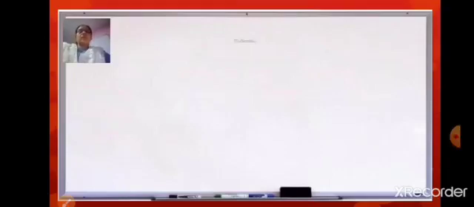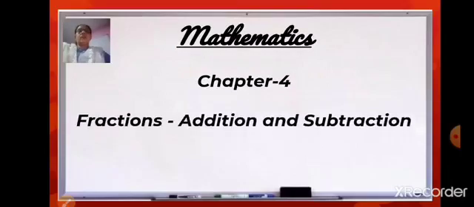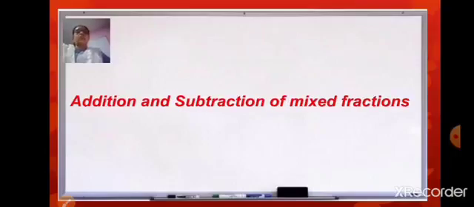So today let us continue with our subject mathematics, and today we will be doing part 9 of this chapter. In the last class, students, we studied the addition and subtraction of whole numbers and fractions, where we learned that every whole number can be written as a fraction by writing 1 as the denominator. So today let us continue with addition and subtraction of mixed fractions.